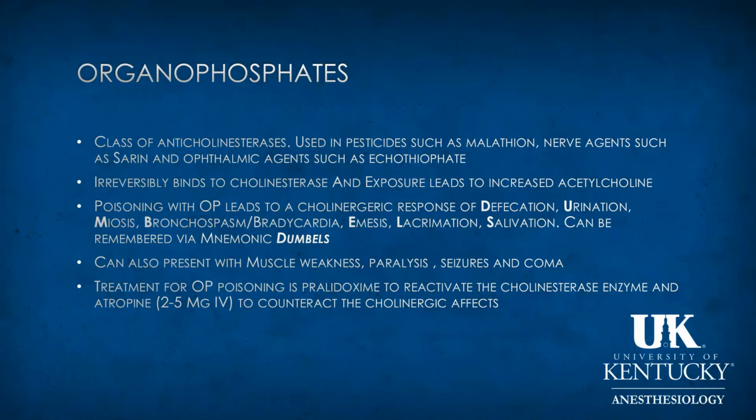Treatment for the organophosphate poisoning is pralidoxime to reactivate the cholinesterase enzyme, and then atropine, usually at the dose of 2 to 5 milligrams IV to counteract the cholinergic effects.